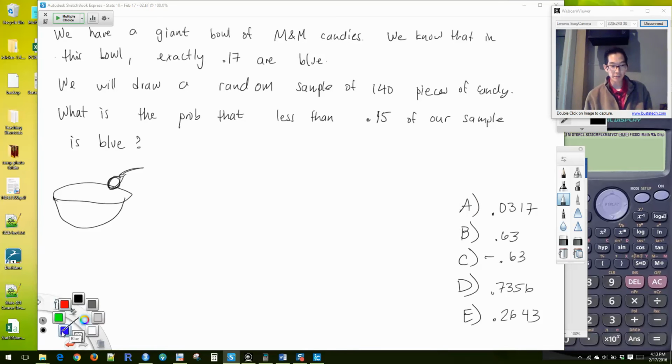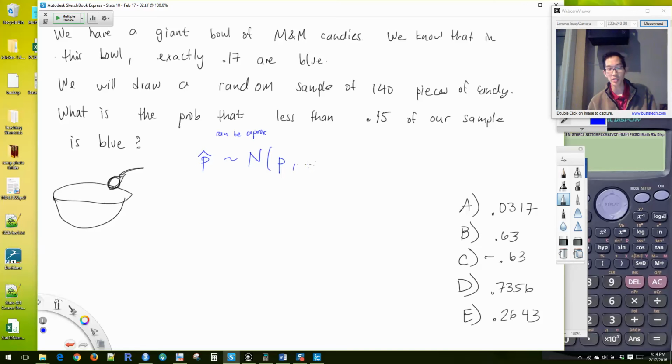So what we have from before is that the distribution of p hat can be approximated with a normal distribution with a mean of p and a standard deviation of the square root of p times 1 minus p over n, okay? So in our bowl, 17% are blue. So our population proportion is 0.17. You want to use 0.17 and not 0.15, okay?